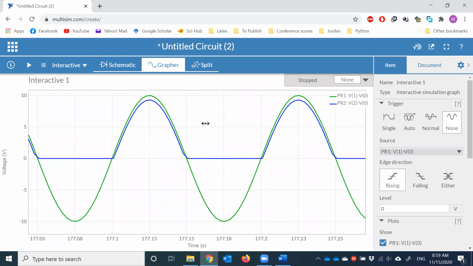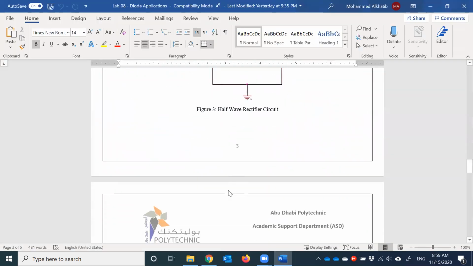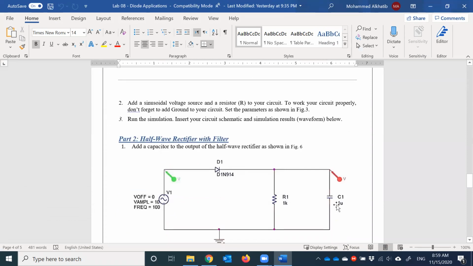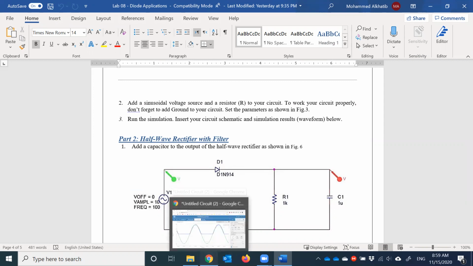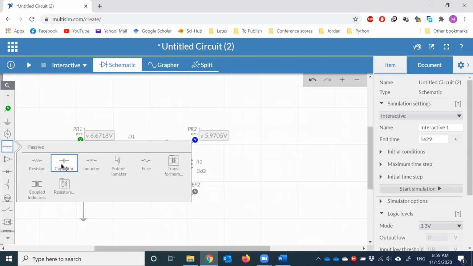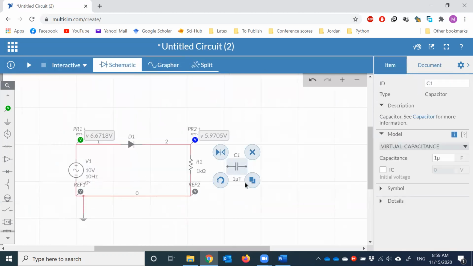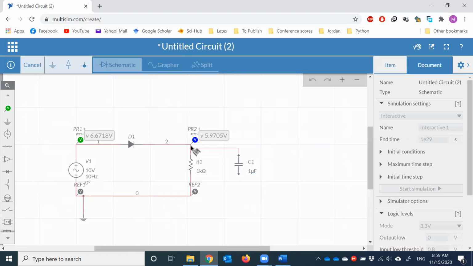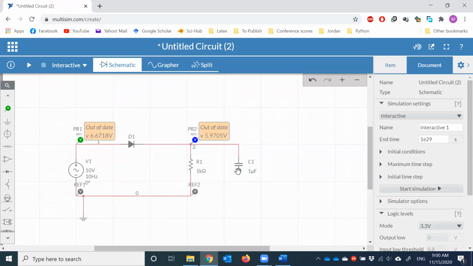Now I want to see if I apply a filter, because one of the requirements here is that you need to apply this capacitor, a filter. And let's add a filter of 1 microfarad. So we'll go back to schematic, go to the passive components. All right, do some rotation. And you don't have to worry about modifying the sensor location because they are in parallel, so the output will be the same.